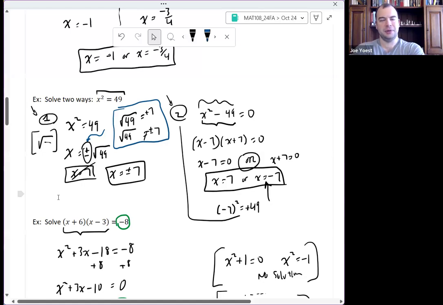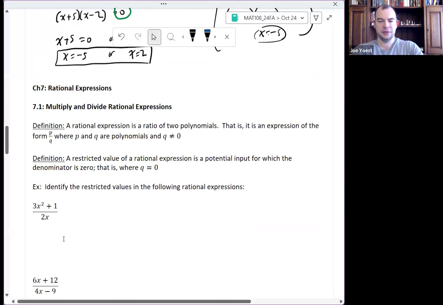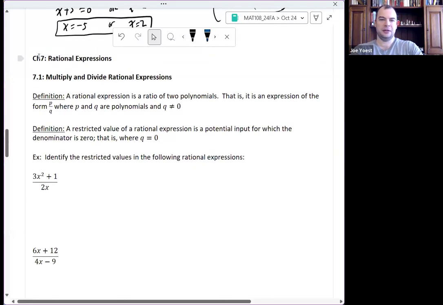So any questions on polynomials and factoring or solving polynomial equations? Okay. So moving on to chapter 7, which deals with rational expressions, and looking at 7.1, multiplying and dividing rational expressions.